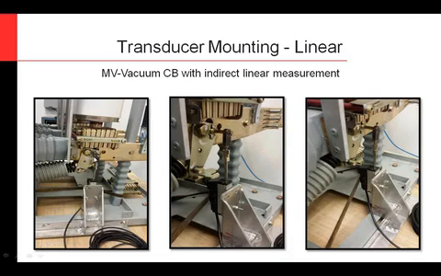But as the mechanism drives this back and forth, you've got a pivot point here, and this actually goes up and down with the vacuum bottle here. So you're measuring the exact stroke of that vacuum bottle as you're operating the circuit breaker.